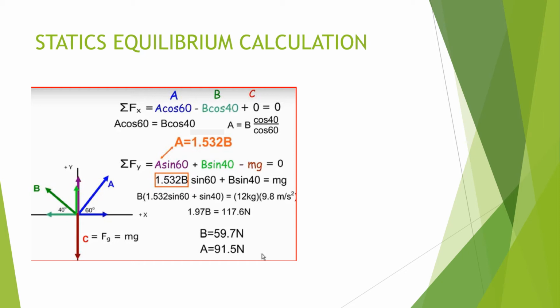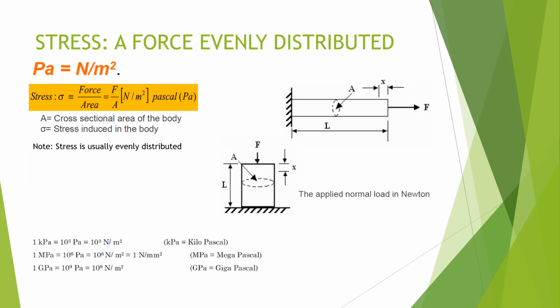Now we can substitute all the known figures into the equation, as the equation only has one unknown, tension B. After calculation, the tension B should be 59.7 Newtons. Now we can substitute the quantity of the tension B back into the relation between tension A and B, and finally we can calculate that tension A equals 91.5 Newtons.